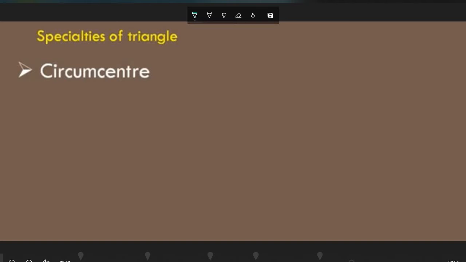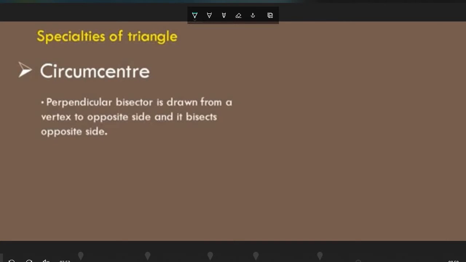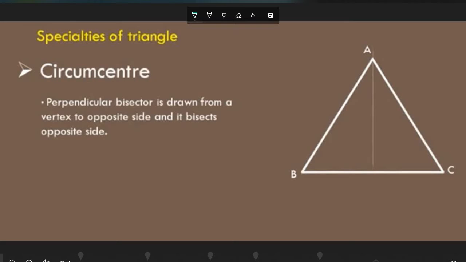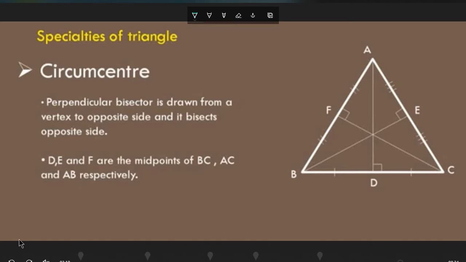Now we have to learn the circumcenter, the last topic here. Circumcenter is the concurrent point of the perpendicular bisectors. Three sides are there, so there will be three perpendicular bisectors of the three sides. Wherever these perpendicular bisectors meet, they are perpendicular as well as bisectors both, so that point will become the circumcenter of the triangle.